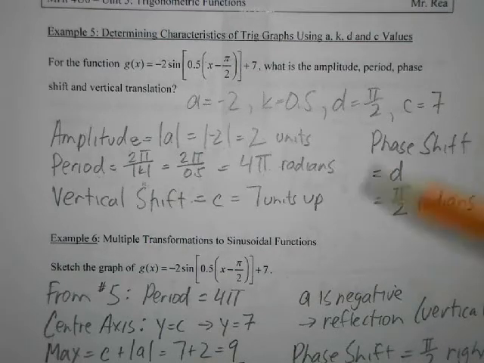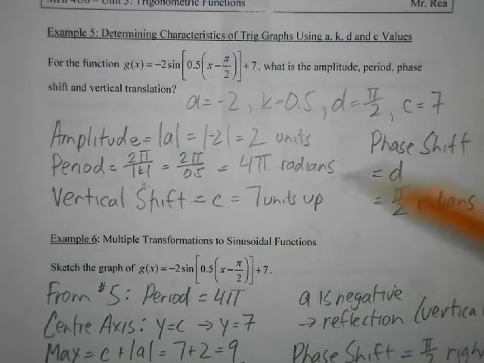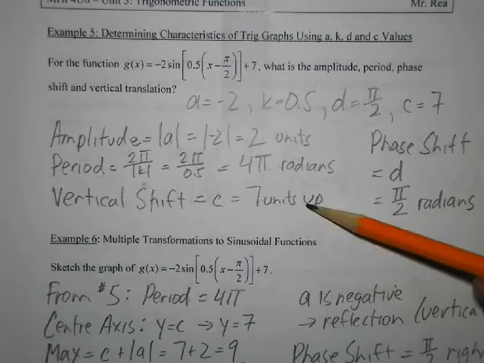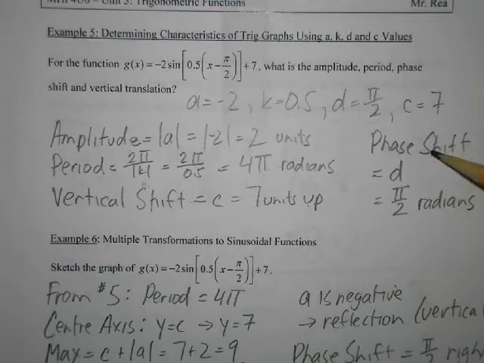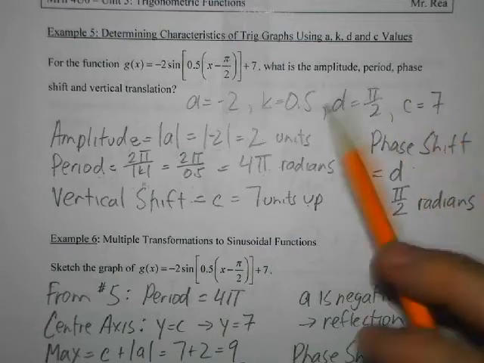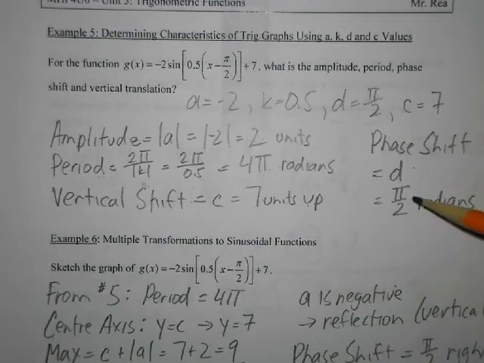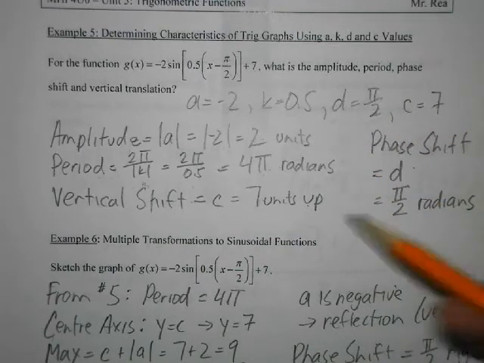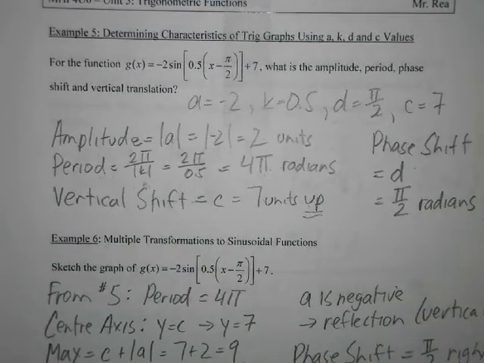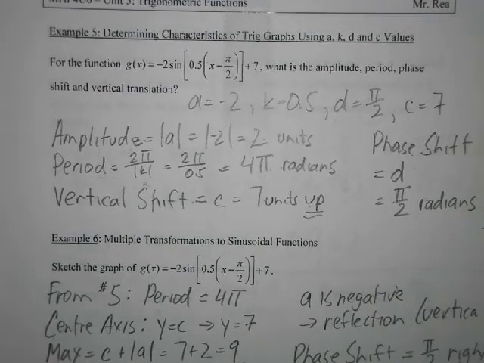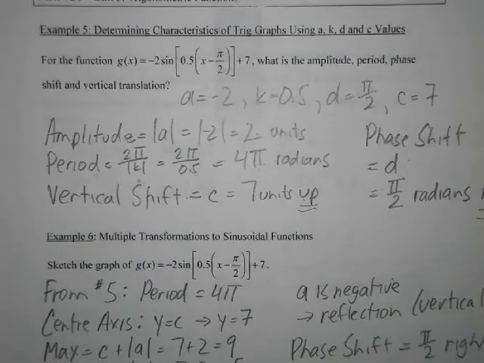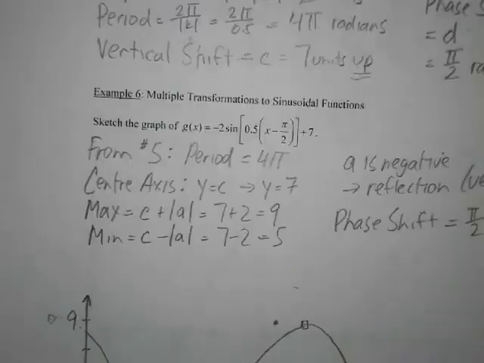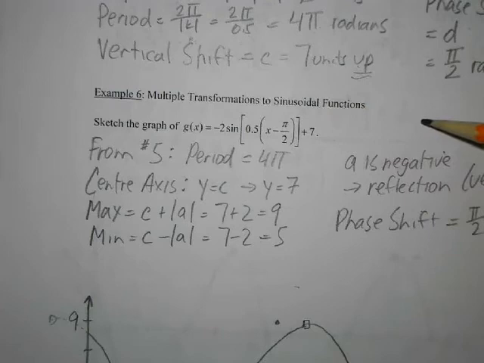The vertical shift is just your c value. Since c is positive, it's 7 units up. And the phase shift is your value of d, so that's pi by 2 radians. Since it's positive, it's to the right. Remember, you have to add these directions when you talk about the phase shift and the vertical shift. Okay, the second question, now that we've got this, is to graph it.